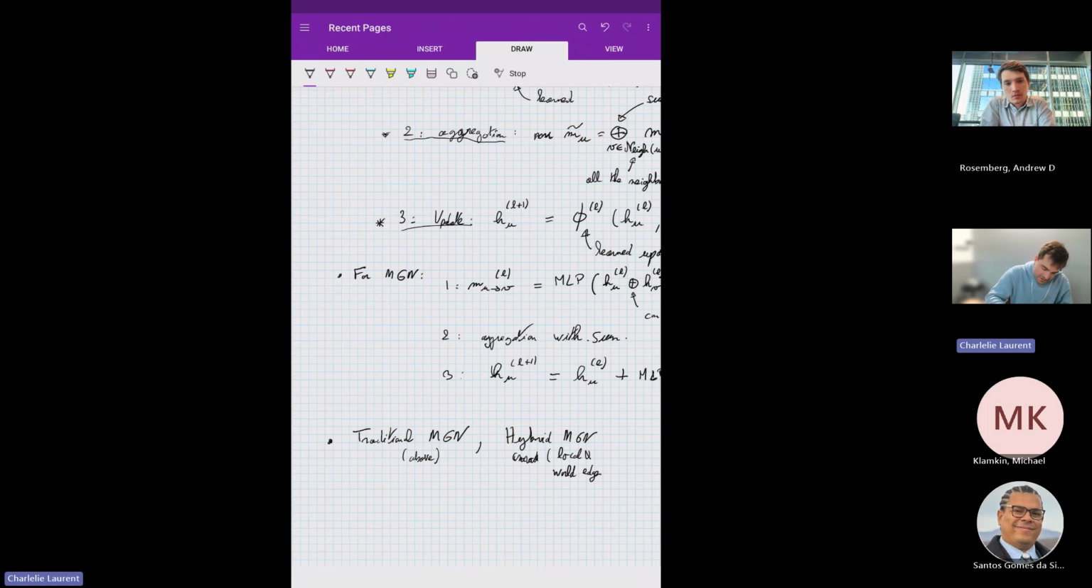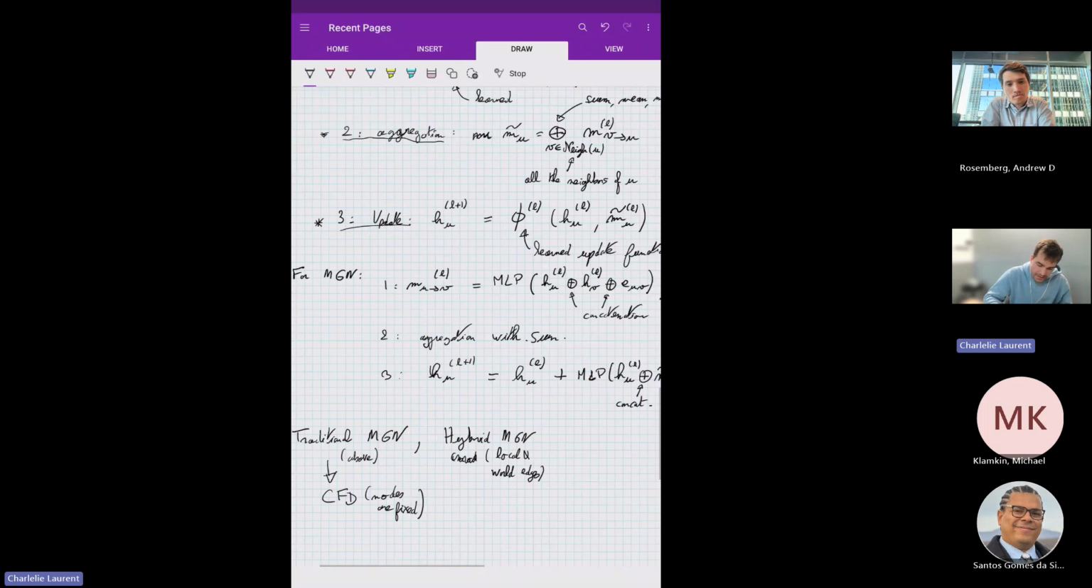So traditional MGN, I can give you an example. It can be used for CFD applications, for instance. Okay, the nodes don't move. The nodes are fixed. Like car aerodynamics. Hybrid MGN, it's good for problems where you have deformable bodies and contacts.